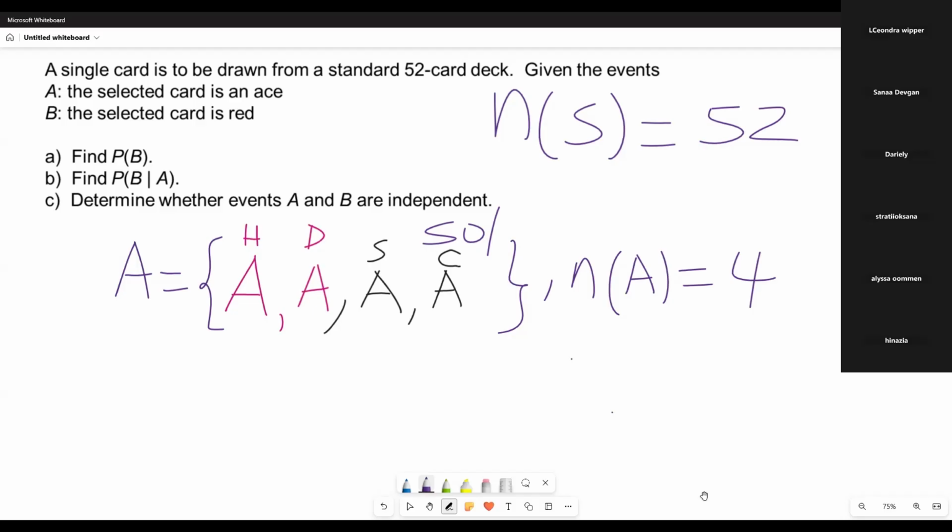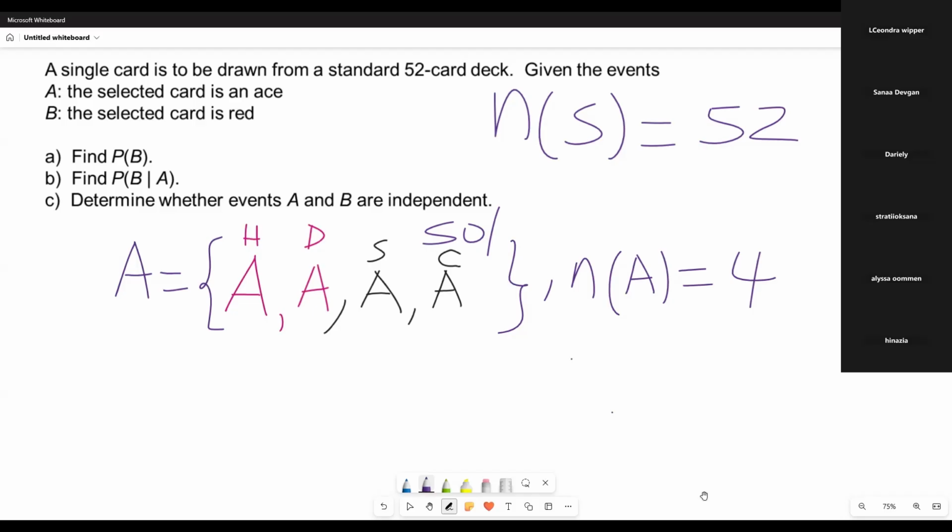Now, you know, a 52 card deck has 4 aces. You got ace of diamond, ace of heart, both are red. You got ace of spade and ace of club, both are black. So therefore, the number of outcomes in event A is 4.